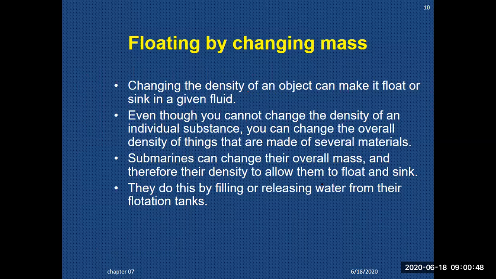But when the water is moved out, the weight of the submarine will decrease with the motion of the water outside. Upthrust will increase, which will result in the submarine moving in the upward direction. So these are the basic principles used in the construction of a submarine. They do this by filling or releasing water from their flotation tanks. This is the technique through which they can increase or decrease the weight of the submarine, by releasing and by filling the water.